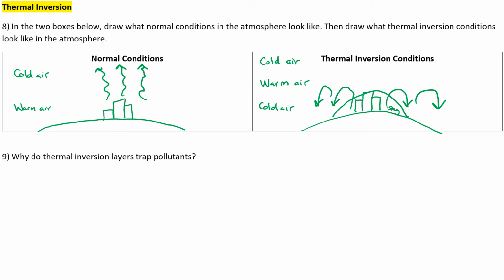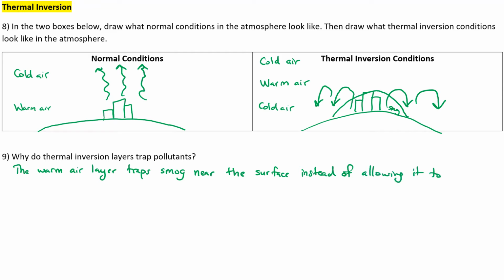Number nine, why do thermal inversion layers trap pollutants? The warm air layer traps smog near the surface instead of allowing it to dissipate upwards and away from human living areas.